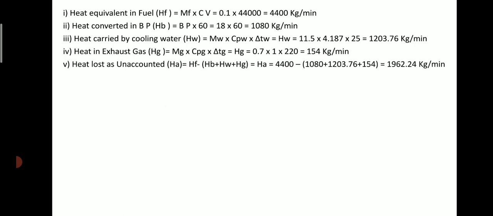After that, the fifth calculation is heat lost as unaccounted. Unaccounted heat is total heat, 4400 kJ per minute, minus 1080, the heat converted into power, minus 1203.76, the heat carried by cooling water, and minus 154 kJ per minute, the heat in the exhaust gas. So by subtracting all these four parameters, we have unaccounted heat as 1962.24 kJ per minute.